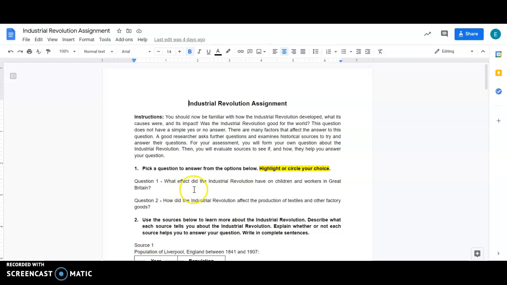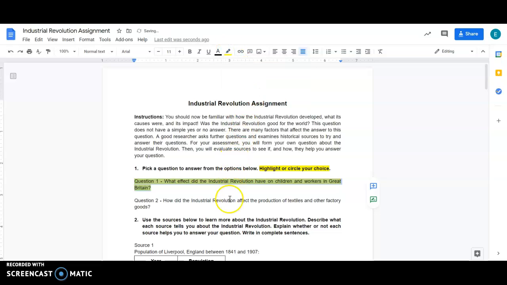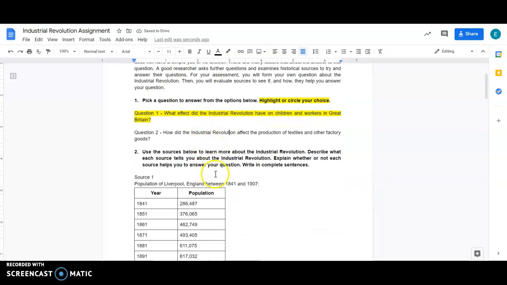So, do you want to figure out and write about how children and workers were affected during the Industrial Revolution? Or how the production of textiles and other factory goods changed? You will highlight whichever one. So say you want to do question 1. You're going to come here, highlight it with your mouse, and then up here, you see that little marker? That is where you can highlight it. Alright? Whichever color, I don't care. And then you will be able to answer your questions.